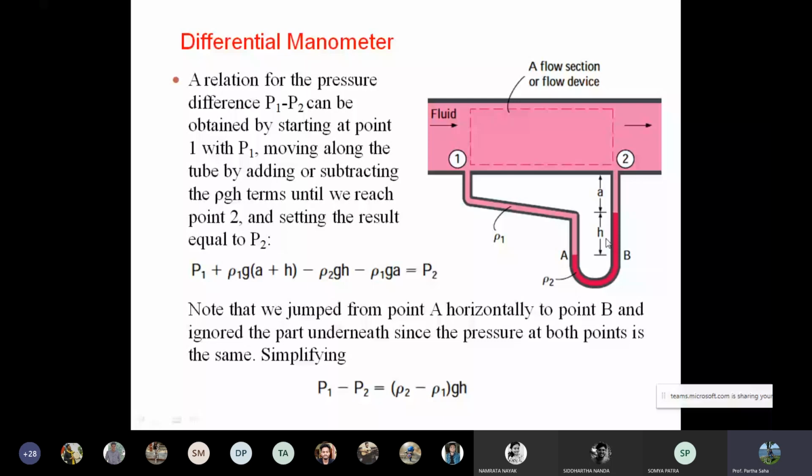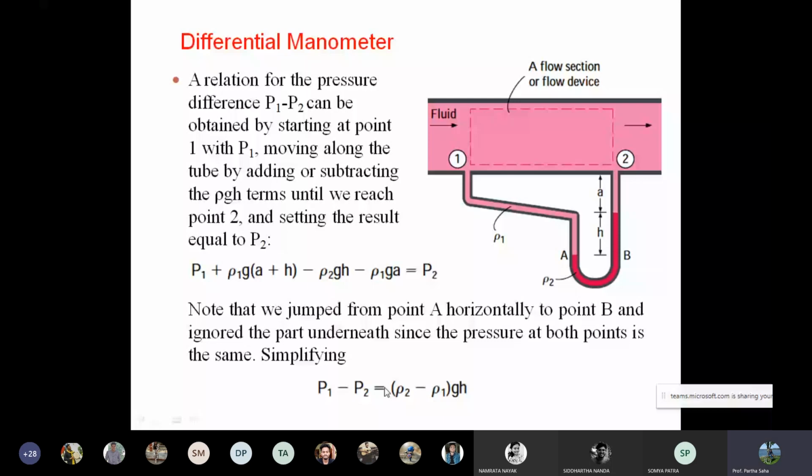If you rearrange this, you get P1 minus P2, the pressure difference between 1 and 2, equal to (rho 2 minus rho 1) g h. That is the density difference, higher density minus lower density, times g h, the height difference between the two fluid columns. That's how you find the pressure difference. In the differential manometer, if you know one pressure, you can determine the pressure at the other.